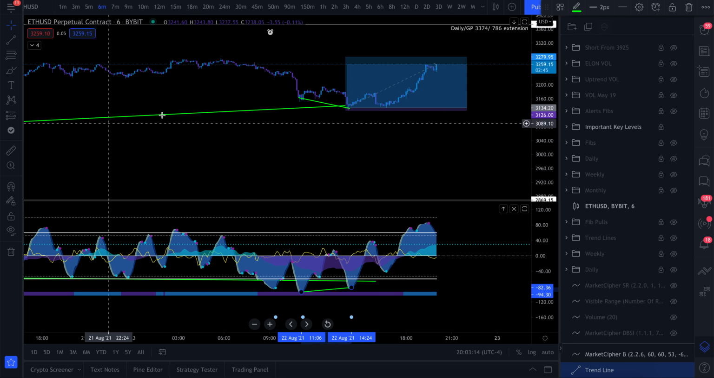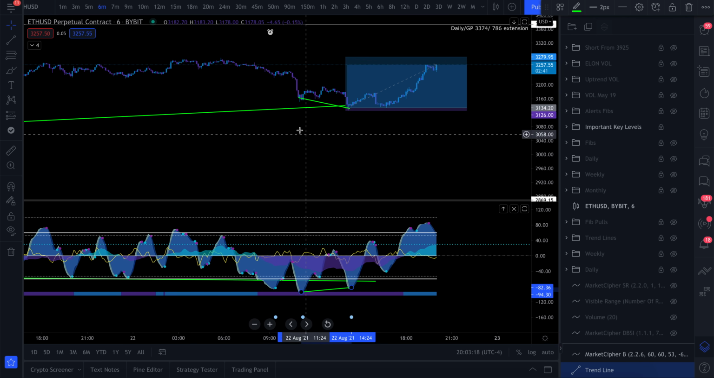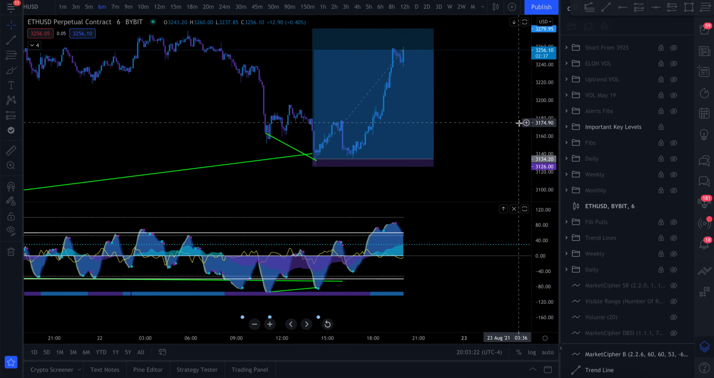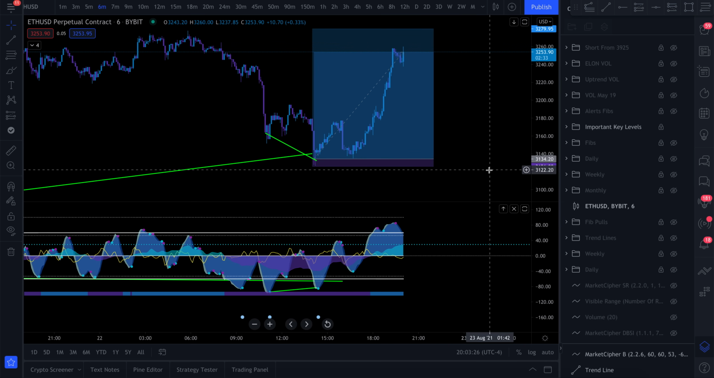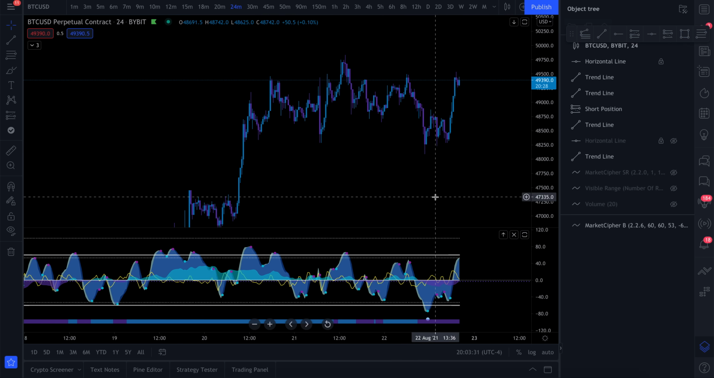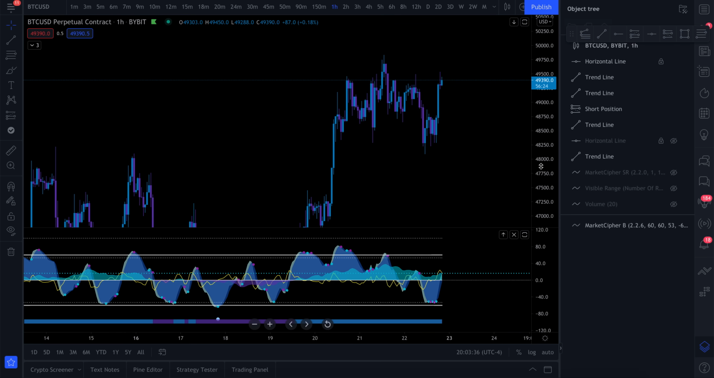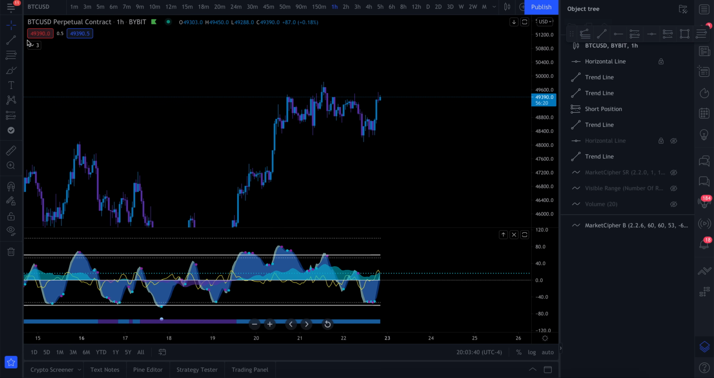So if you see a hidden bullish divergence mixed with a regular bullish divergence, I would say most of the time we are going to get some kind of very significant move to the upside. Now, are you going to catch every pump? No. For example, on Bitcoin, we got a very similar pump. We absolutely did have a hidden bullish divergence.